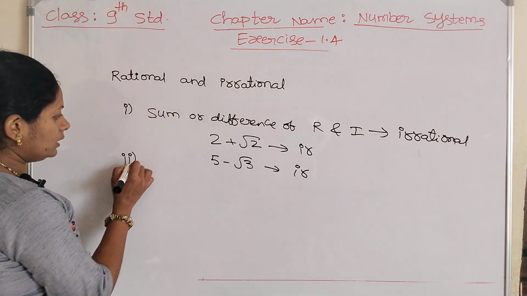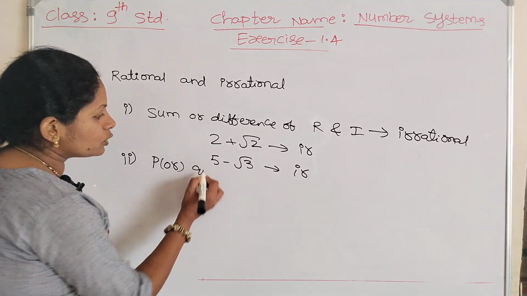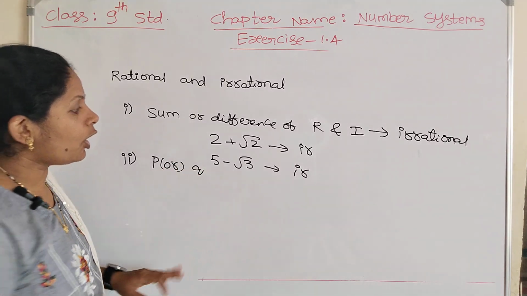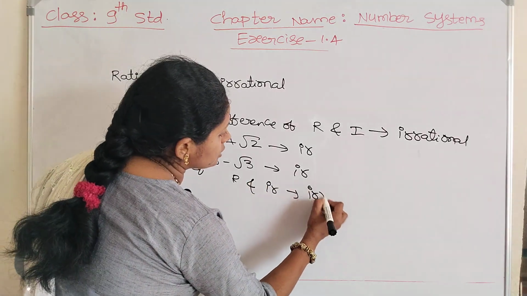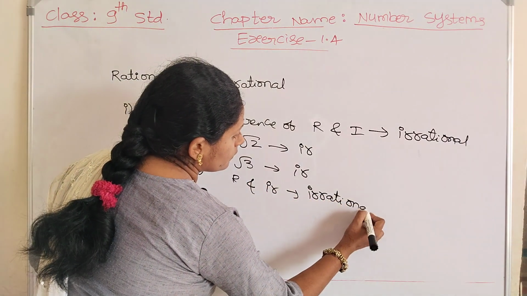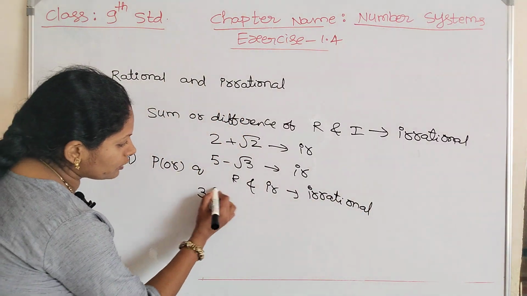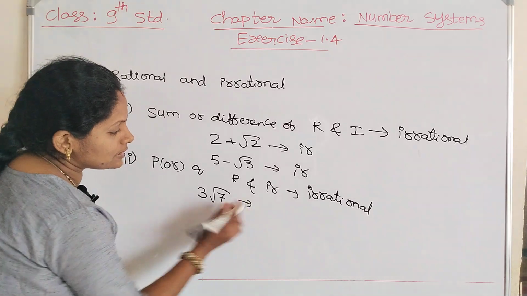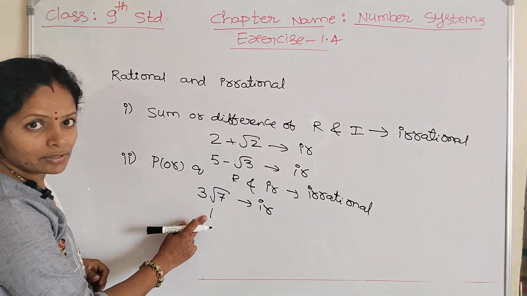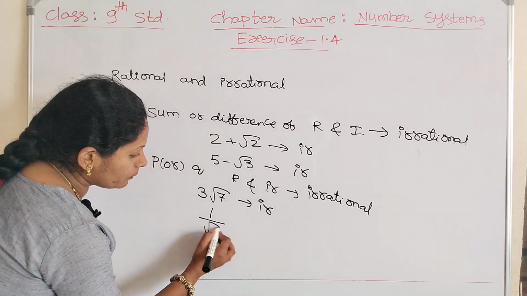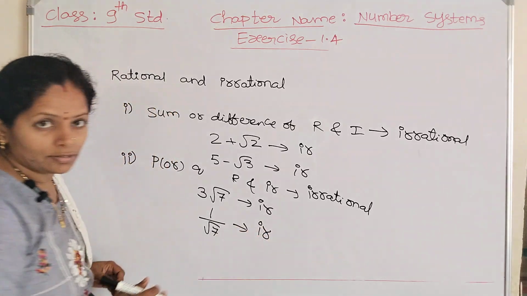Next, the second point: if we perform the product or the quotient of a rational and an irrational number, then the resultant will be irrational only. Take any number, 3, a rational number. If you multiply it with an irrational number, the resultant will be irrational. And suppose 1 is a rational number, if we divide it by root 7, the resultant will be irrational.